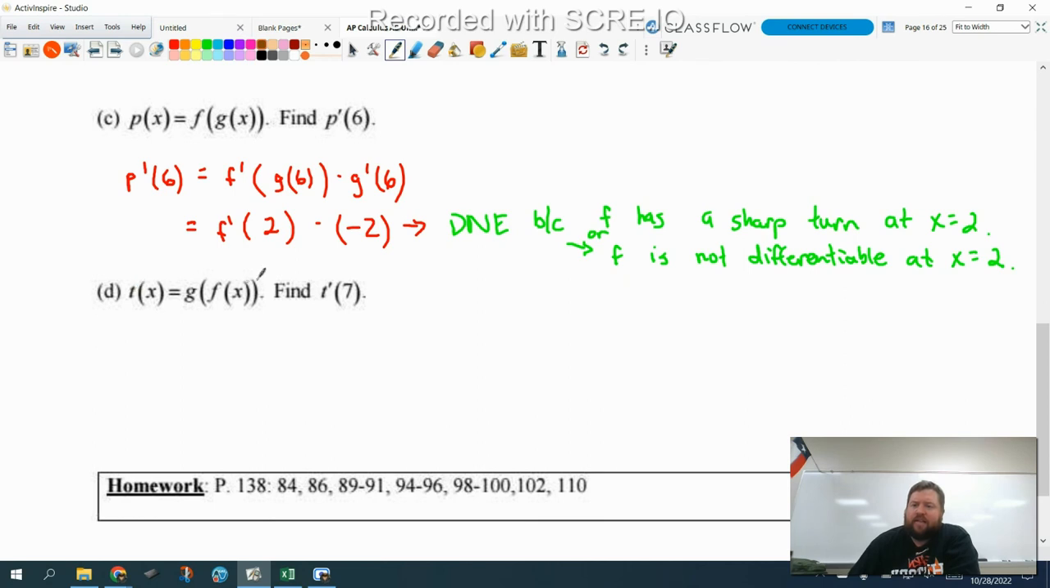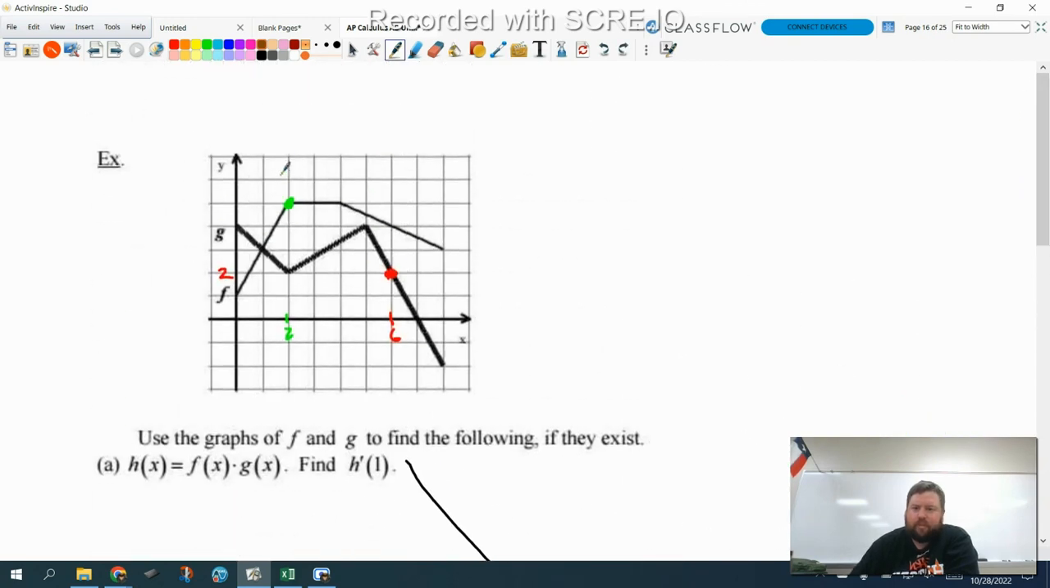We have t of x now, another composition, g of f of x, and then we want to find t prime of 7. So I have t prime of 7 on the left side is g prime of f of 7 multiplied by f prime of 7. All right, so let's go to our graph and find f of 7. So 7 is right here, and f is the less bold graph, so f of 7. All right, so I'm kind of right there in the middle, and I don't want to make any assumptions that it's exactly in the middle. It might be, but I want to verify this.